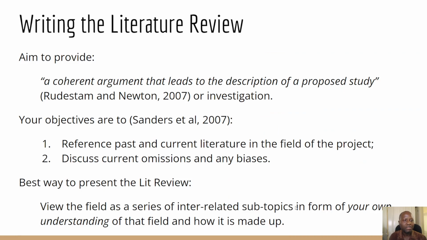When you write, your aim is to provide a coherent argument that relates to the description of a proposed study. In your case, first know what you are looking for and say something relating to that with respect to the literature. You want to reference past and current literature in the field of the project, discuss current omissions and any biases, and also look at how the literature has gone to address your problem.